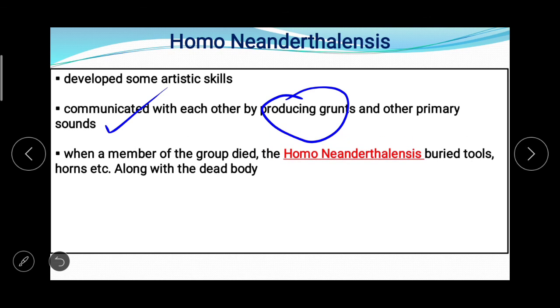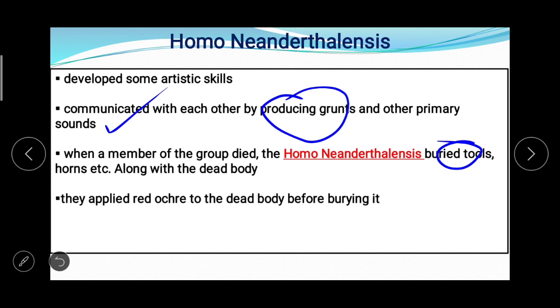When a member of the group died, the Homo neanderthalensis buried tools, horns, etc. along with the dead body, and also they applied red ochre to the dead body, which is a pale brownish yellow color. कोई अगर उनमें से किसी की मौत हो जाती है तो उसको ये कलर वो लगाते थे.